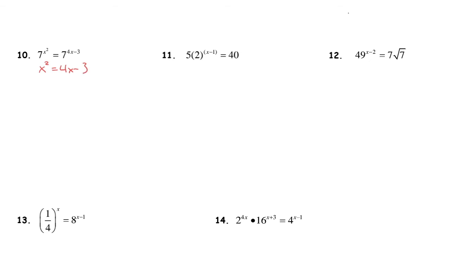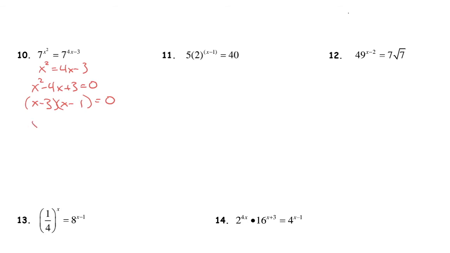Okay, and I see that this is a quadratic, so I'm going to bring everything over to one side. So this will be x squared minus 4x plus 3 is equal to 0. And then I've got to factor that. So x, what is that going to be? Factors of positive 3 that add to negative 4. Well, they both have to be negative. It's got to be 3 and 1.